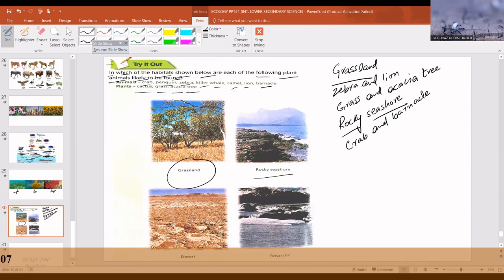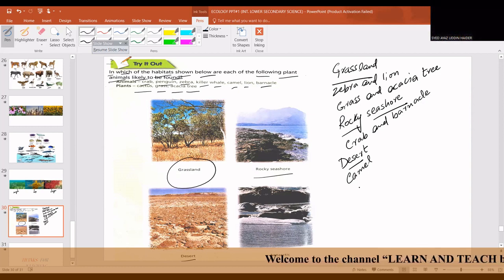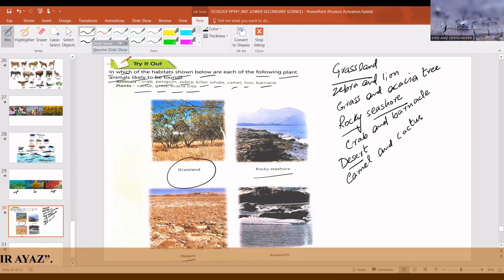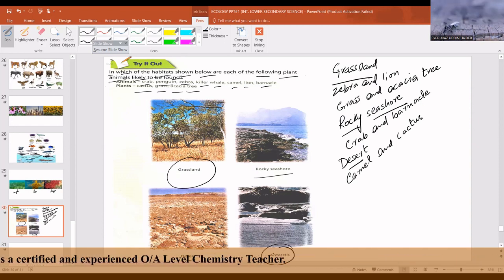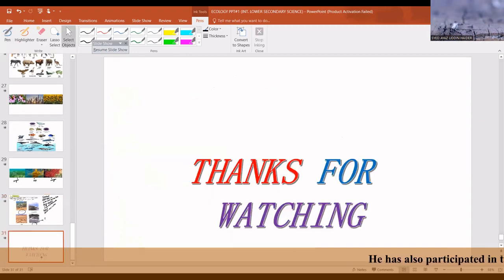Cactus are found in desert. So next one is desert. In desert, you will find animals like camel. Camel is the only animal you will find on desert, and you'll find cactus also. I want you to predict the animals, fishes, and plants found in Antarctica by yourself.